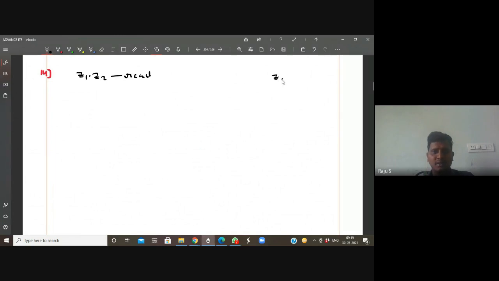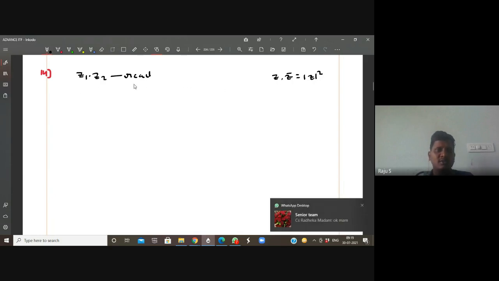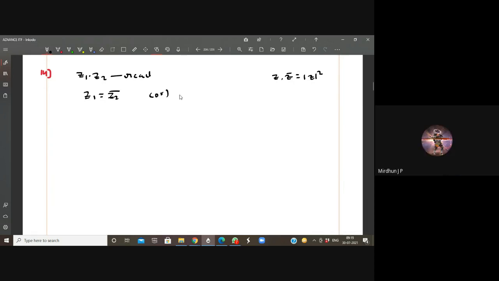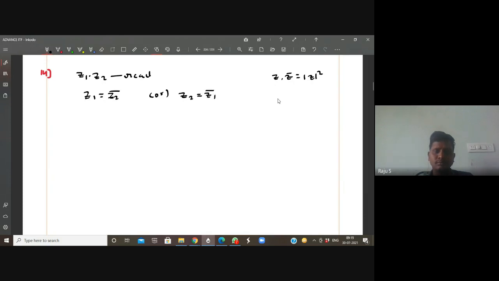See here, Z is there, Z conjugate is there. Z into Z conjugate is always modulus Z the whole square. Instead of that, whenever Z1 into Z2 is real, Z1 must be equal to Z2 conjugate, or else Z2 equal to Z1 conjugate. That's all. Clear? Because the product is real, this is one of the properties.